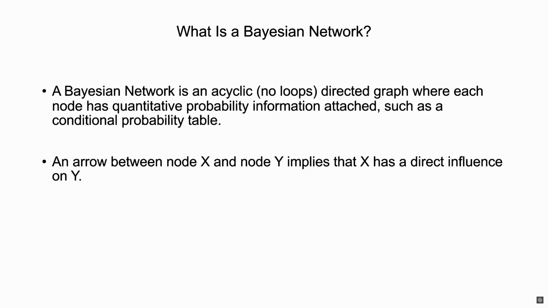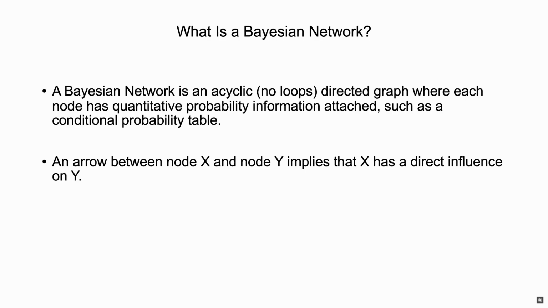Hi everyone, this will be a short and hopefully helpful video on how Bayesian network and variable elimination works. So a Bayesian network is an acyclic directed graph where each node has a quantitative probability information attached, such as a table. And any arrow between node X and node Y implies that X has a direct influence on Y.